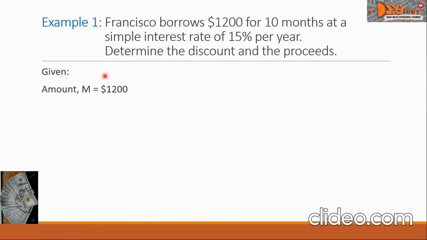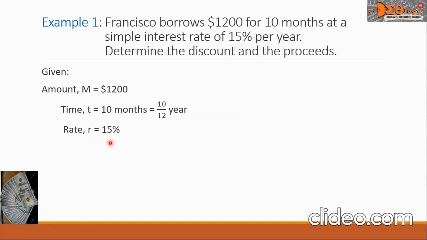First, let us write the given of the problem, starting with the amount denoted by M, and that is the $1,200. Next is the time denoted by T, and that is 10 months. These 10 months we will convert into a year, and we know that there are 12 months in a year. So we will have this 10 over 12, and this is the equivalent for a year. Next is the rate denoted by R, and that is 15% per year.